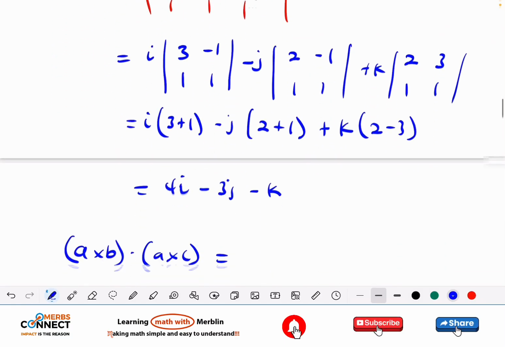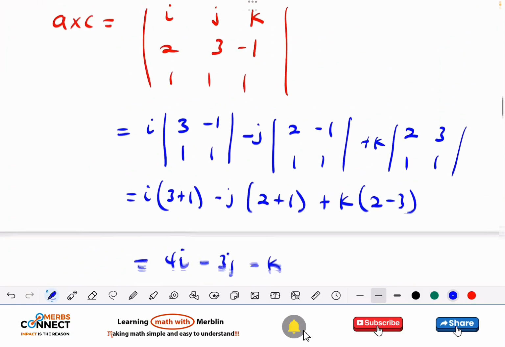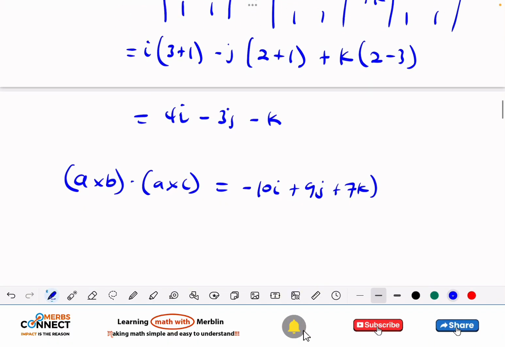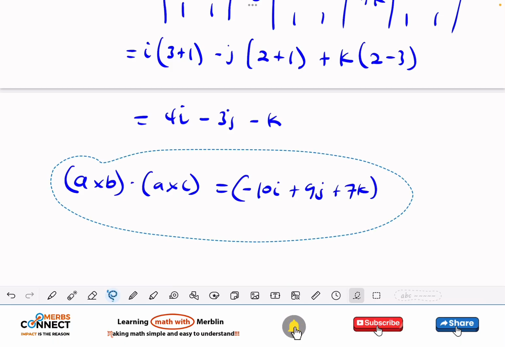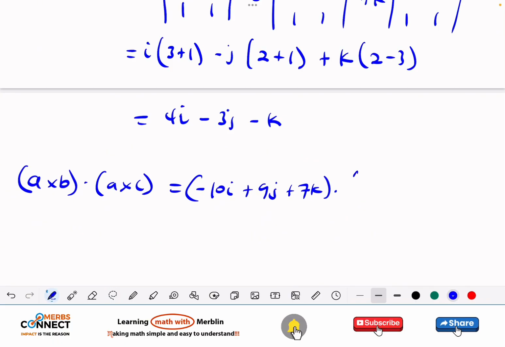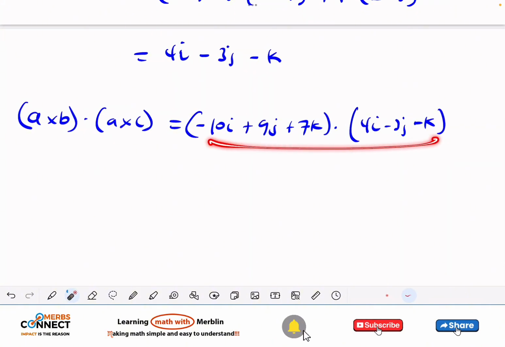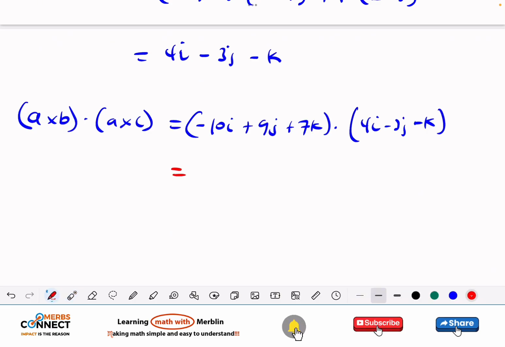So this one we had -10i plus 9j plus 7k dot A cross C, which is 4i minus 3j minus k. So this is what we are getting. Now let's do the dot product, direction to direction. So -10 times 4 is -40. 9 times minus 3 is minus 27. And then 7 times minus 1 is minus 7. And this is going to give us minus 74. So this is what you are going to get.